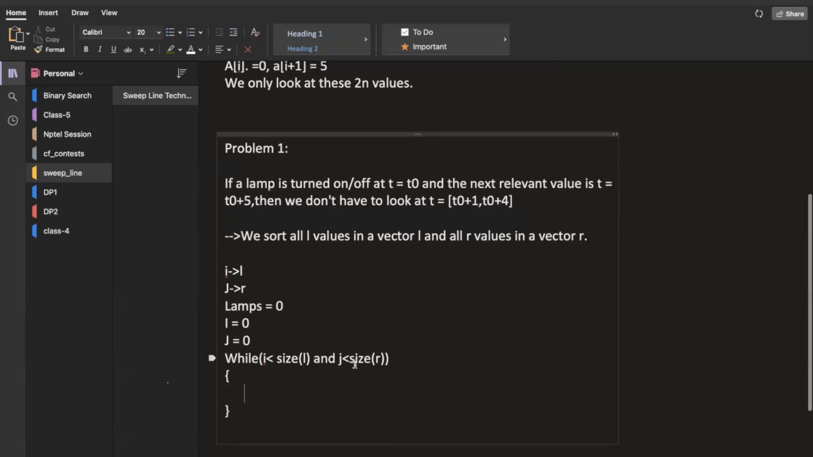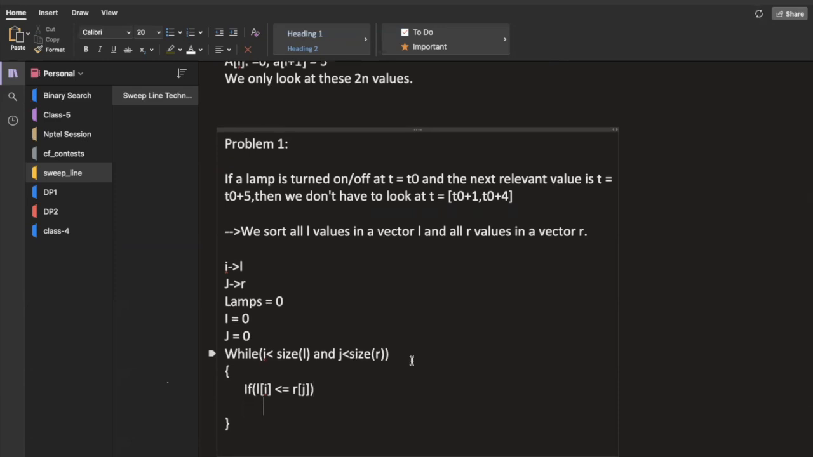Now what we'll notice is we'll compare these two values Li and Rj. So if Li is smaller than or equal to Rj, that means we have encountered a starting point of some interval, right? So then we'll do something. If we have the starting point of some interval, that means a lamp is turning on at this point. So we can simply increase our lamps variable. So we'll just do lamps plus plus. Okay.